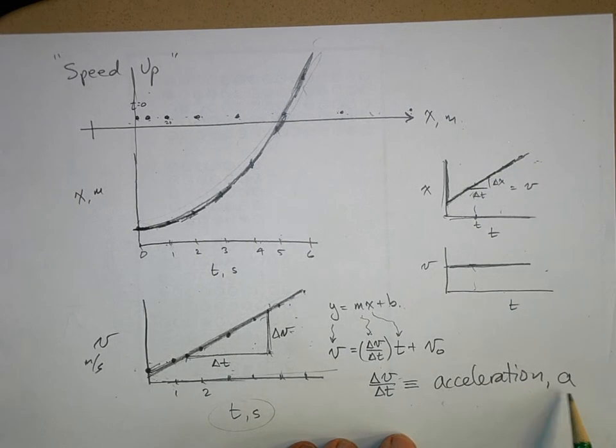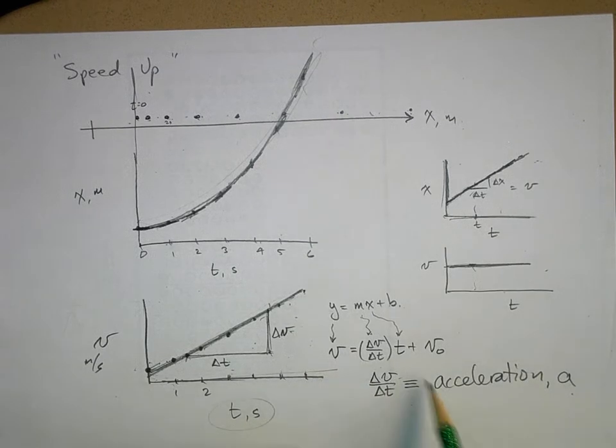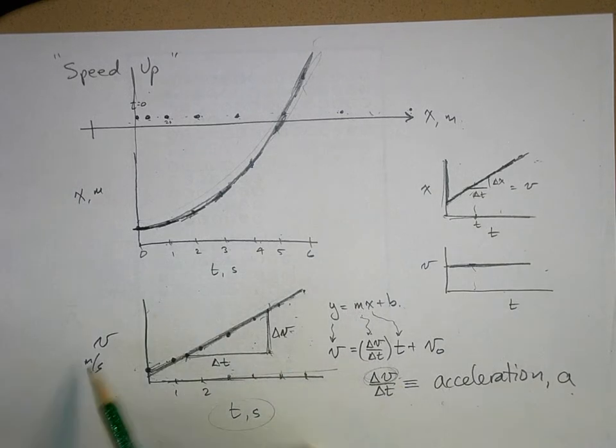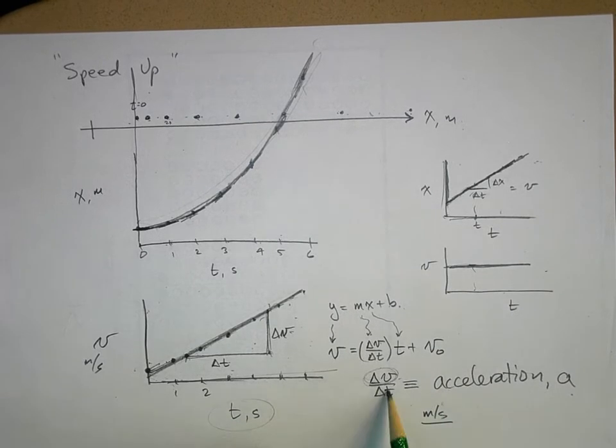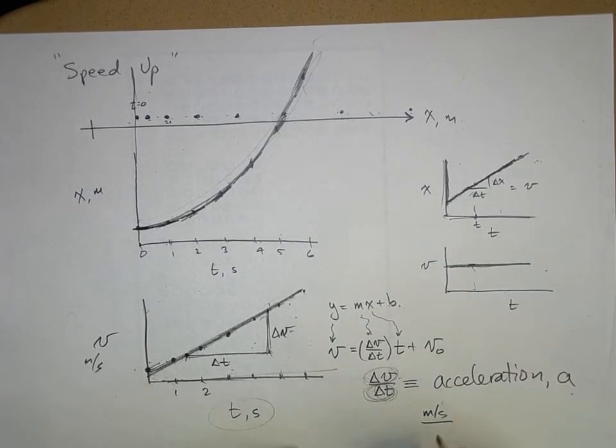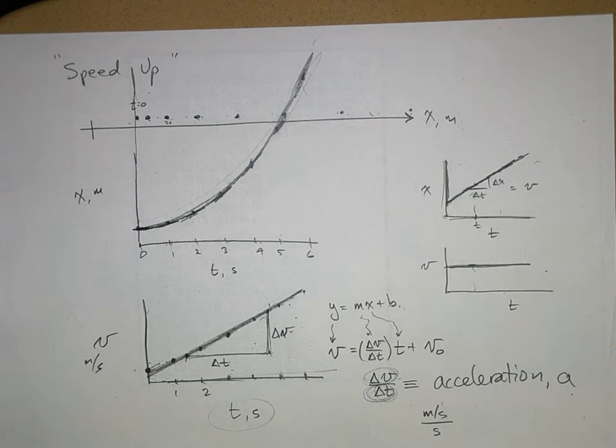Acceleration is A. We use the letter A to mean acceleration. Now, let's take a look at the units. What are the units for delta V? Delta V is measured in meters per second. What's delta T measured in? Seconds, right? What is meters per second divided by seconds? You can call it meters per second squared. A lot of people will accidentally cancel, like, oh, this second cancels that second.